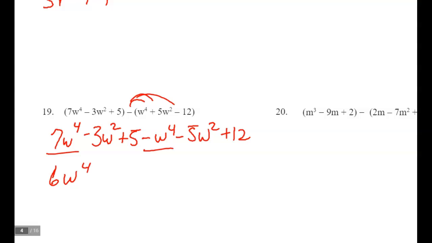So back here, my w's. Negative 3w squared minus 5w squared is negative 8w squared. And then that leaves me with my 5 and 12 that combines to get 17.